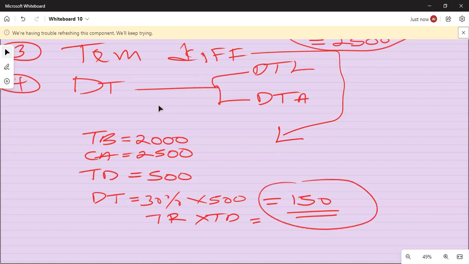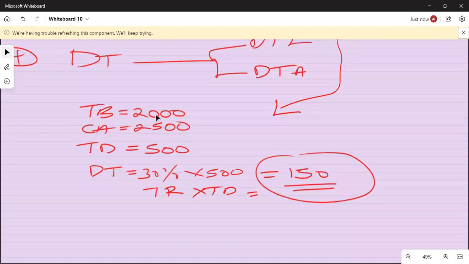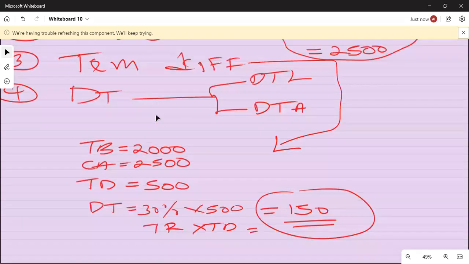And if you look at this now, deferred tax is divided into two. We have deferred tax liability, and we also have deferred tax assets. D means defer, T means tax, L means liability, A means asset. So deferred tax is divided into two: either it is an asset or it is a liability.